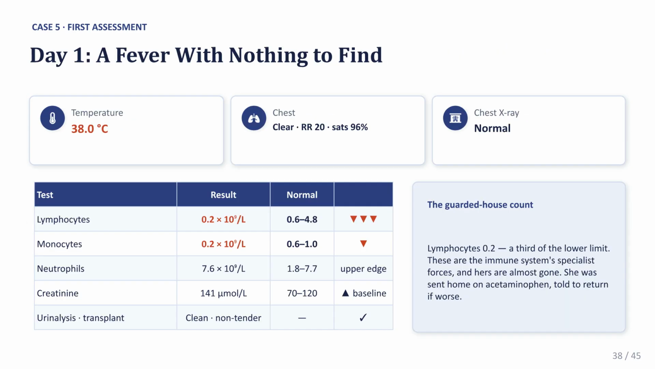Day 1, a fever of 38 degrees, but a clear chest and a normal X-ray. However, her lymphocyte count is dangerously low at 0.2, reflecting the heavy immunosuppression. She was initially managed with acetaminophen and asked to return if she worsened. It was a reasonable plan, but the real threat was just beginning to stir.